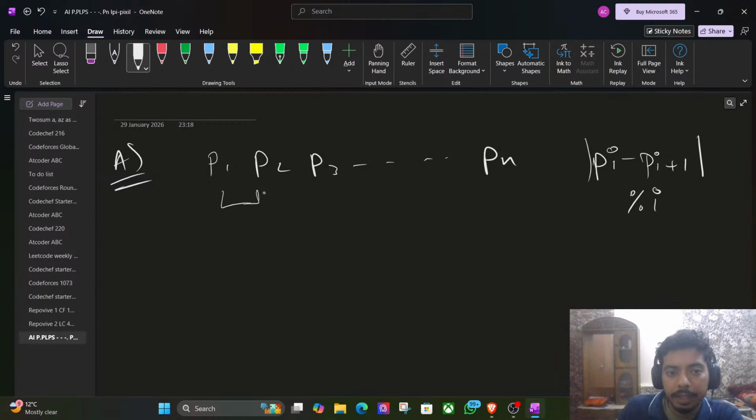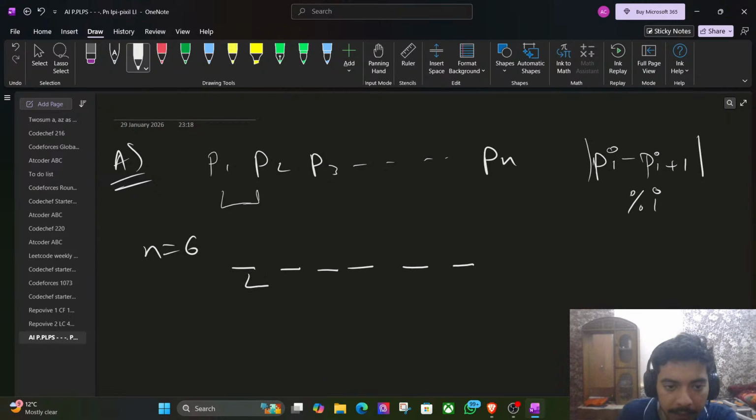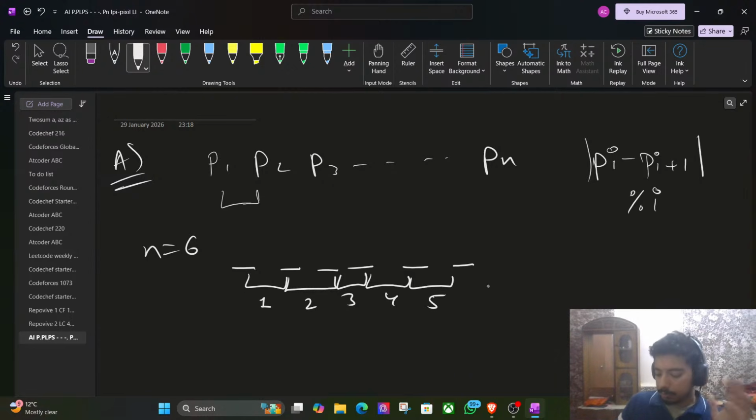If I look carefully in this permutation, let's take some example, say n is equal to 6. Okay, so 1, 2, 3, 4, 5, and 6. I don't know which numbers to put here, but I know the difference between these two numbers must be divisible by 1. The difference between these two numbers must be divisible by 2, then 3, then 4, then 5. Okay, so let's not fill from the start.